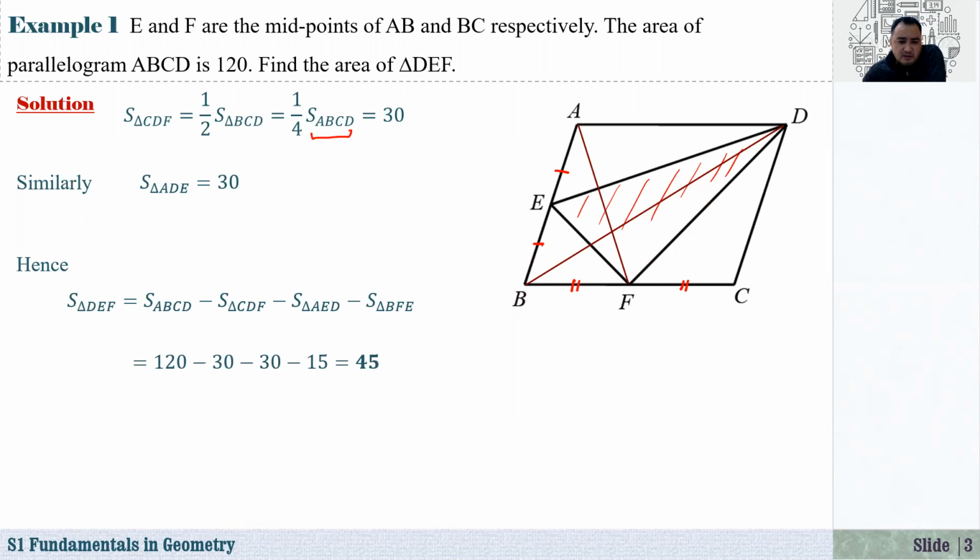So we know the area of the parallelogram is equal to 120, CDF is equal to 30, AED is equal to 30, and BFE is half of the triangle ABF, that is EBF, because E is a midpoint, so it's equal to 15. Now from here we get the area of DEF as 45 units squared. So the triangle DEF is 45 units squared.